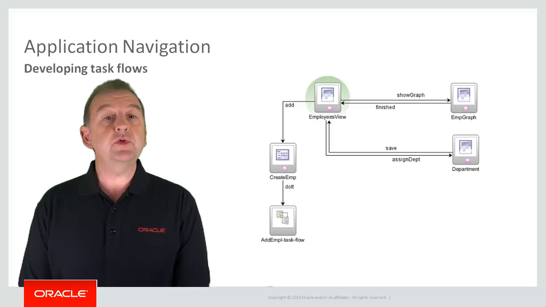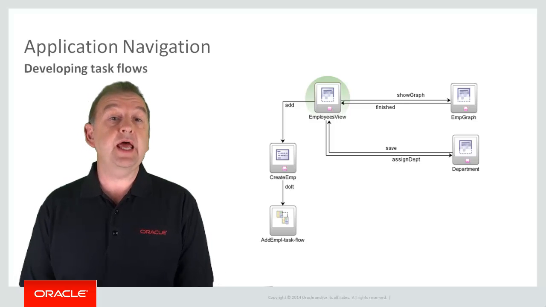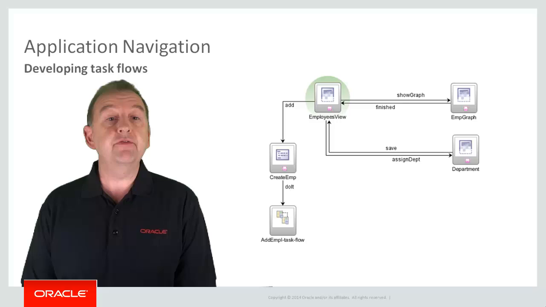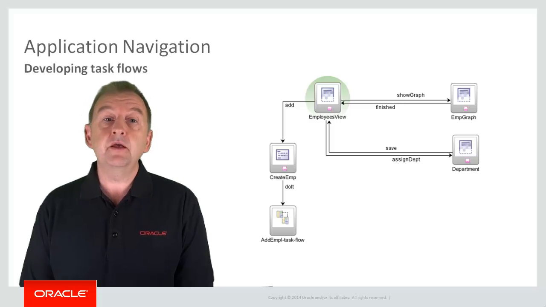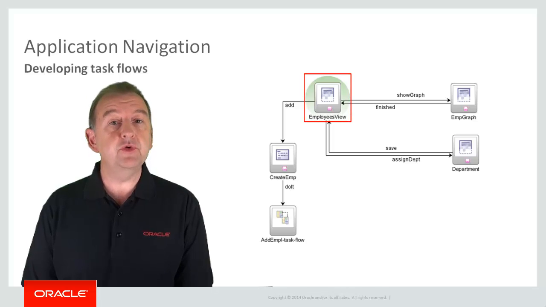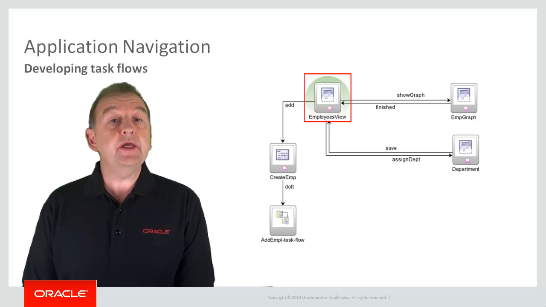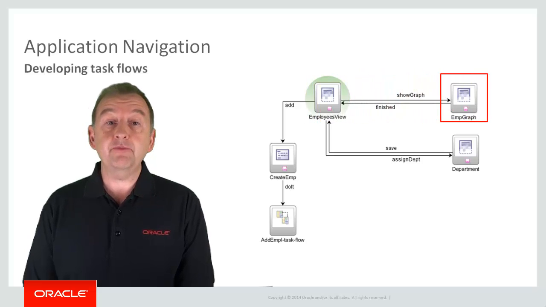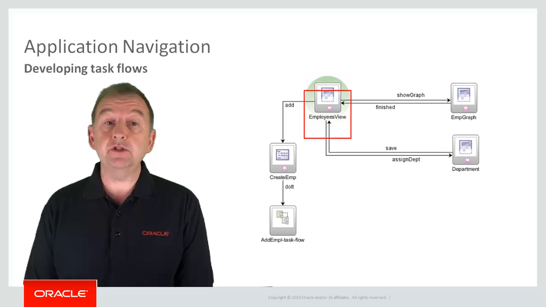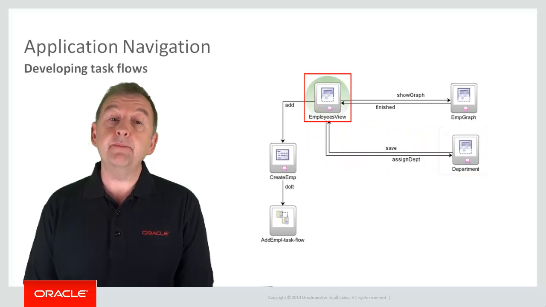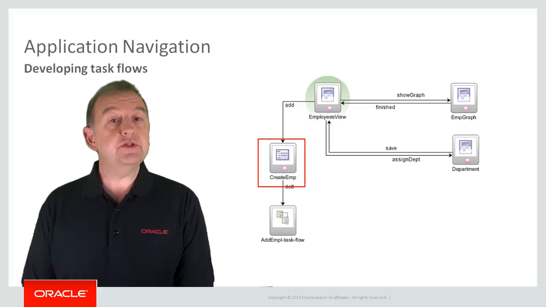So a task flow is simply a flow of pages and actions to implement a particular feature or use case. In the case you can see on the screen, the green circled employees view is my start page in this task flow. From that page I can navigate to the emp graph page, the department page, or to the create emp. And you may notice that create emp is a slightly different icon.